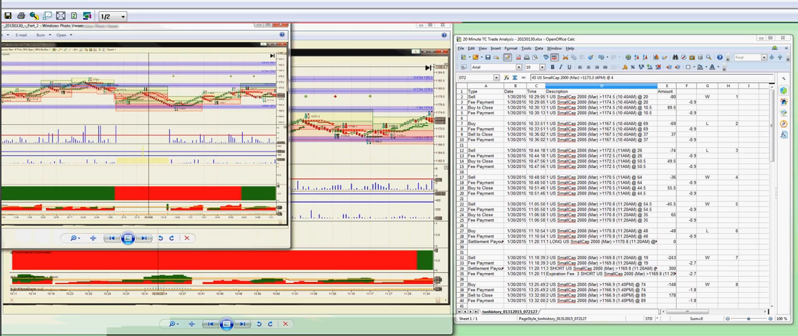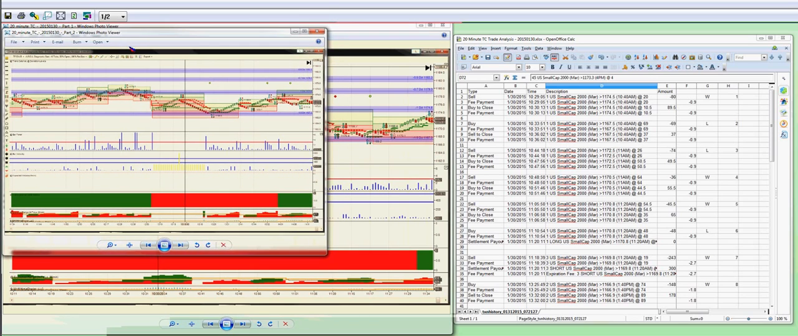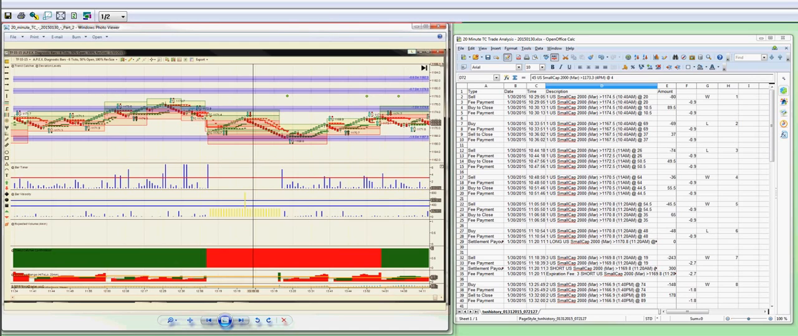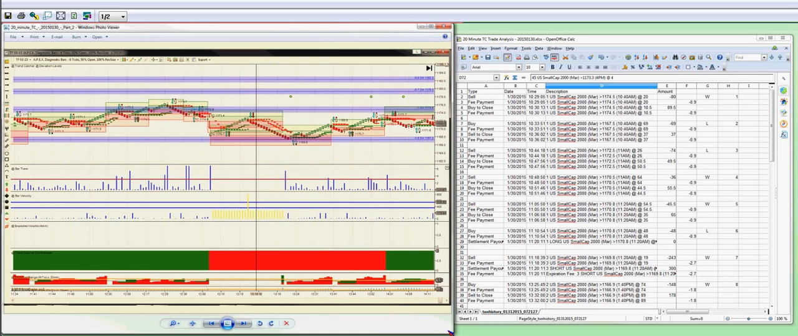Okay. Let's look at the next set of trades for that day. Am I missing any questions or anything? If I don't answer your question, throw it in there again because I don't want to miss any.